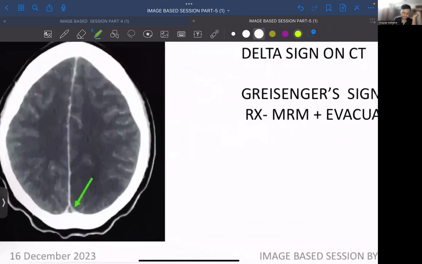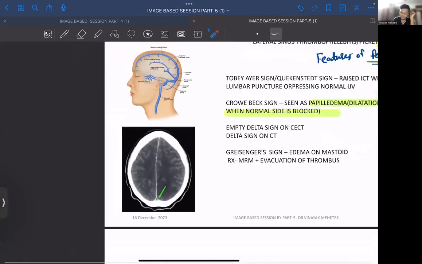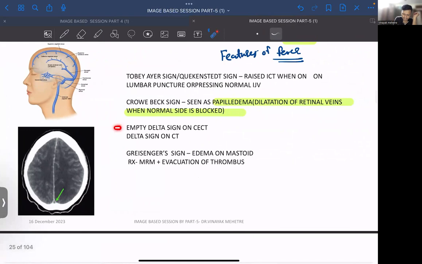If a CT scan comes, remember this part: either this part is hollow or it is filled and looks whitish. This is called the empty delta sign on CECT, and if it is filled with white, meaning the opposite, it shows white all over here, that means it is the delta sign on CT scan. And there is one more good feature of this.